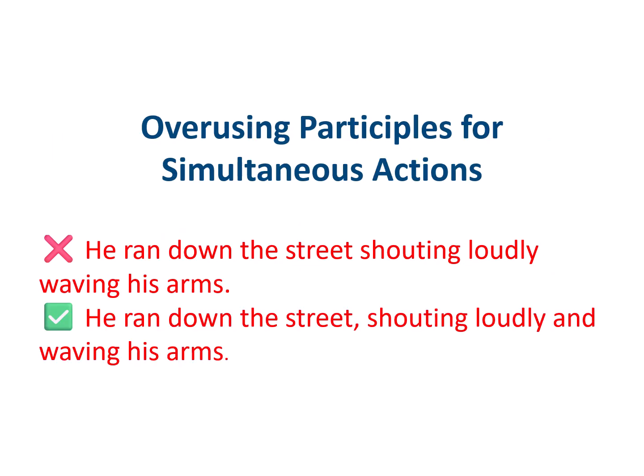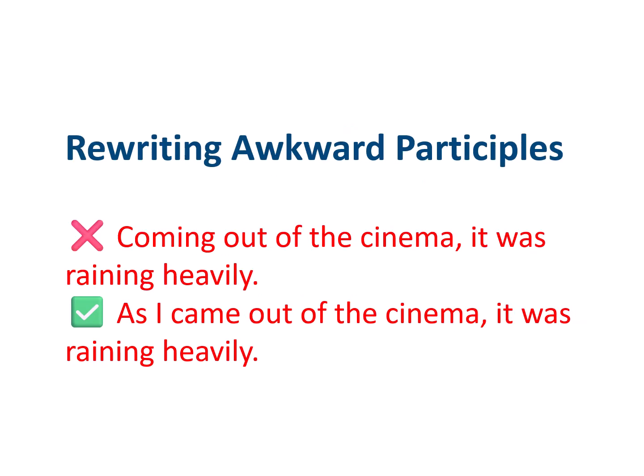When using participles for actions happening at the same time, clarity matters. Break up the sentence with commas and conjunctions. Otherwise, it sounds rushed or confusing. Don't let participles dangle. The phrase, coming out of the cinema, needs a subject, like I. Rewrite the sentence using a full clause if needed.